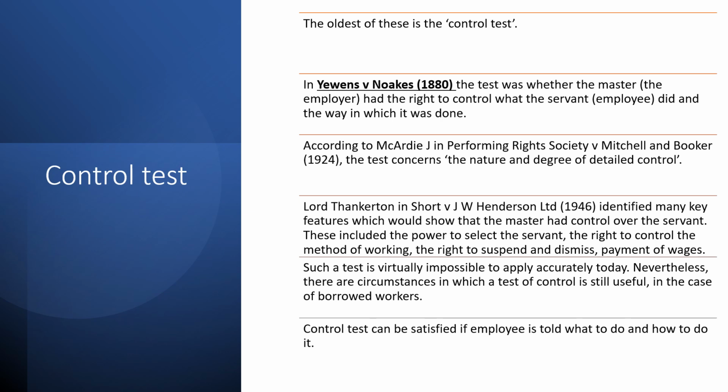According to Judge McCarty in Performing Rights Society v Mitchell and Booker, the test concerns the nature and degree of detailed control. And then we go to development in Short v J.W. Henderson, which identified many key features which would show the master controlled the servant. This included the power to select, the right to control the method of working, the right to suspend and dismiss, and the payment of wages. Now, this is virtually impossible to apply accurately today, but there are circumstances in which it is still useful, in the case of borrowed workers. So if an employee seems to work for one person and is sent to another, then this is when you would use this test.